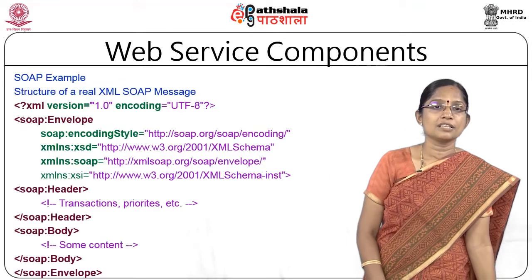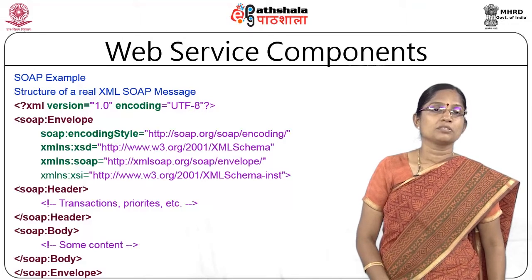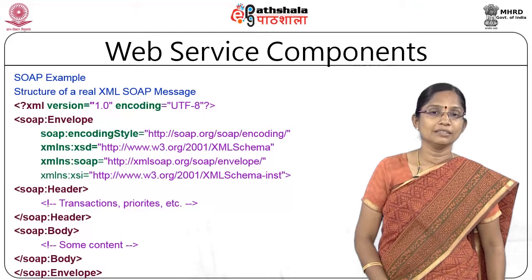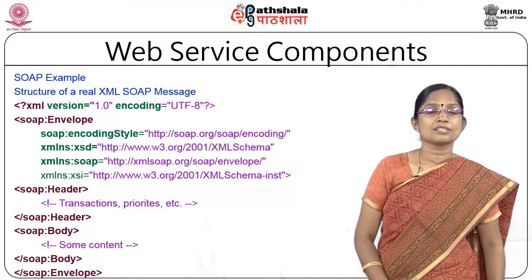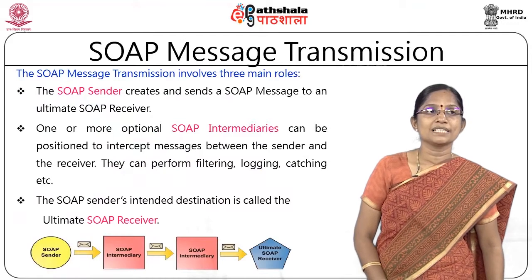Okay. This is a SOAP example. You can see the structure of a real SOAP message. The envelope contains the address, that is the schema, and the namespace which has been given for the SOAP. Then you can see the header part. Some content can be given in the body part. Again the SOAP envelope has been closed. So this is SOAP message transmission.